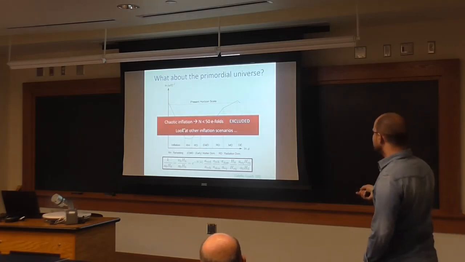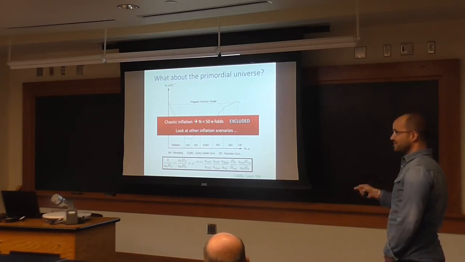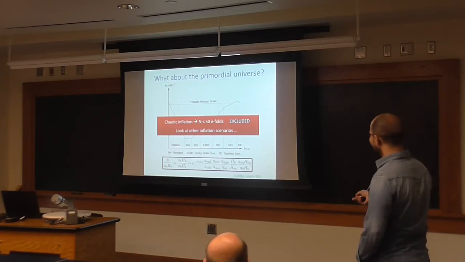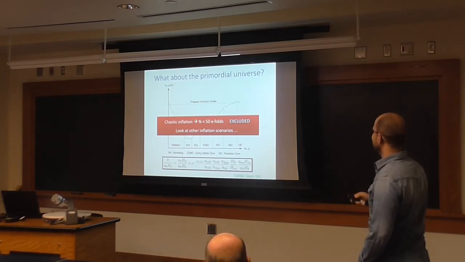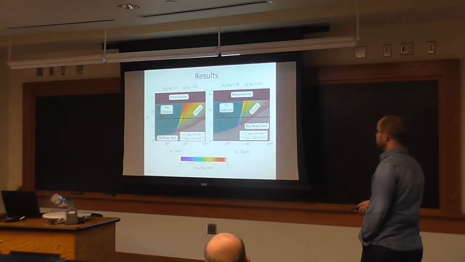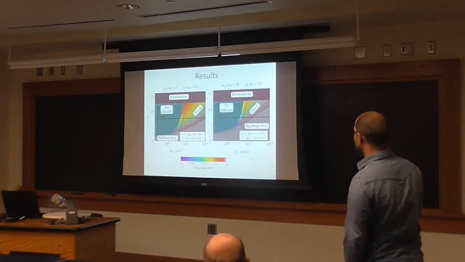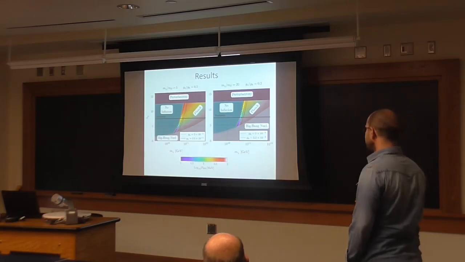So in the case of chaotic inflation, the fact that you need to have less than 50 e-folds since horizon crossing is actually ruling out this scenario. So what about Starobinsky inflation? We went to Starobinsky inflation, and these plots are some of the results.